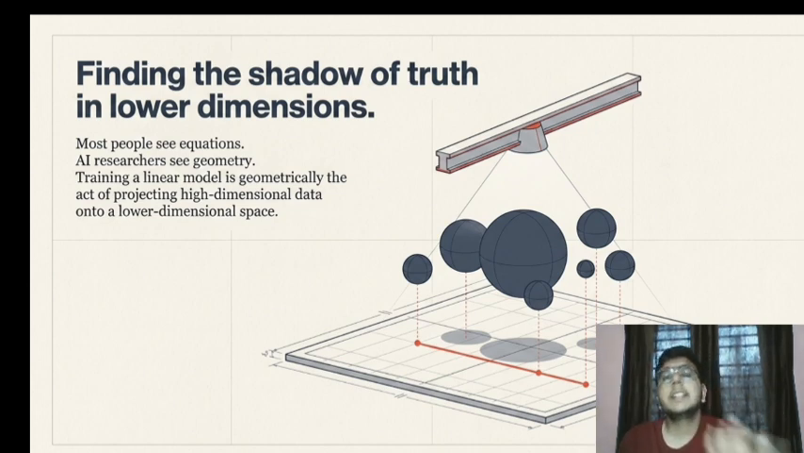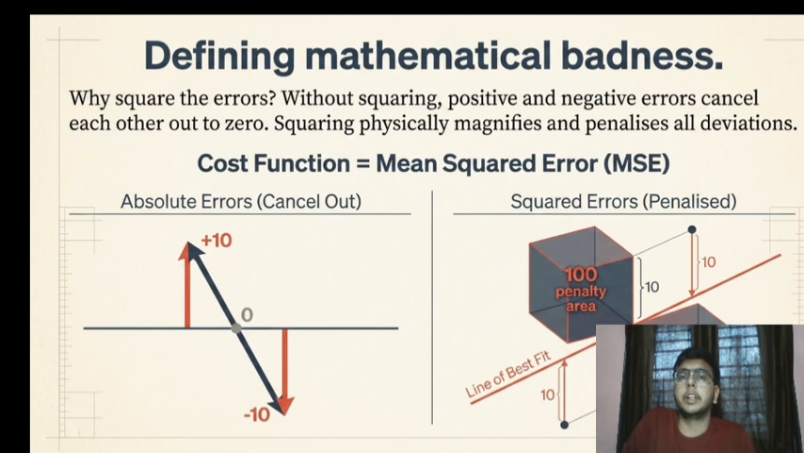Simply, you and I see y = wx + b as a normal equation, but AI researchers see geometry. Training a linear model is geometrically the act of projecting high dimensional data onto a lower dimensional space. Okay, so I told you about the residual error y minus y cap, but can we use this residual error to find the best values of w and b? The answer is no. Why?